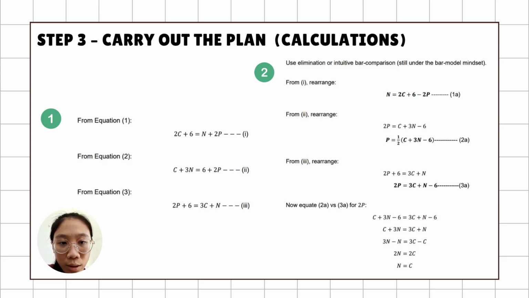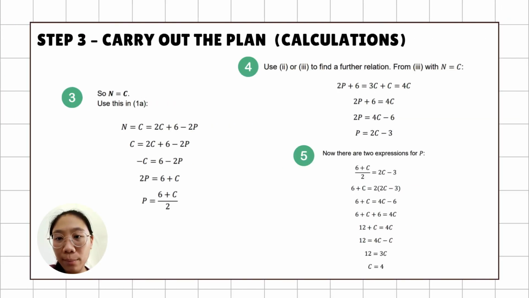While for the first one, we label it as 1a, and from 3, the third equation, we rearrange it to become 2p equals 3c plus n minus 6, and label it as 3a. And right now, we equate 2a versus 3a for 2p. So lastly, after a few calculations, we get that n is actually equal to c.